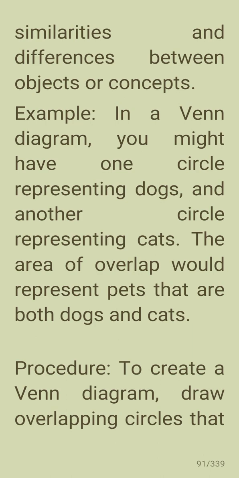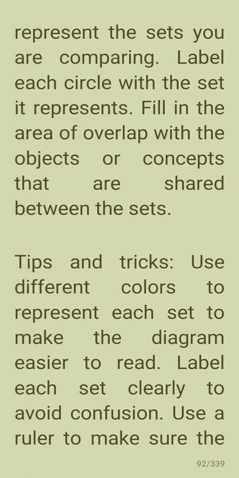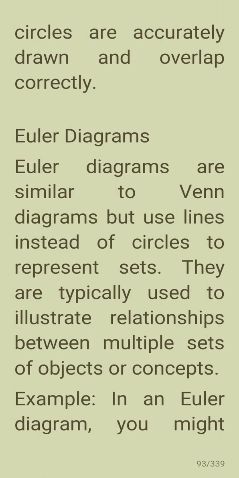To create a Venn diagram, draw overlapping circles that represent the sets you are comparing. Label each circle with the set it represents. Fill in the area of the overlap with the objects or concepts that are shared between the sets. Then, tips and tricks. Use different colors to represent each set to make the diagram easier to read. Label each set clearly to avoid confusion. Use a ruler to make sure the circles are accurately drawn and overlap correctly.